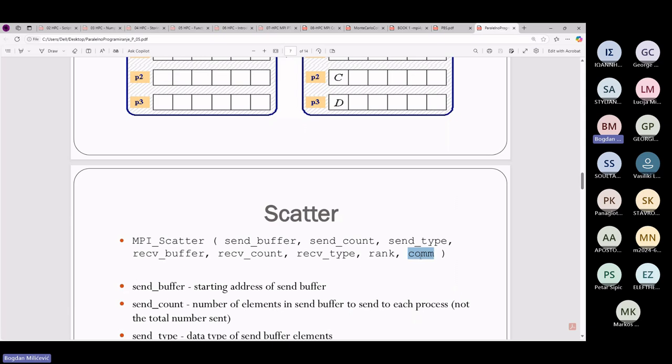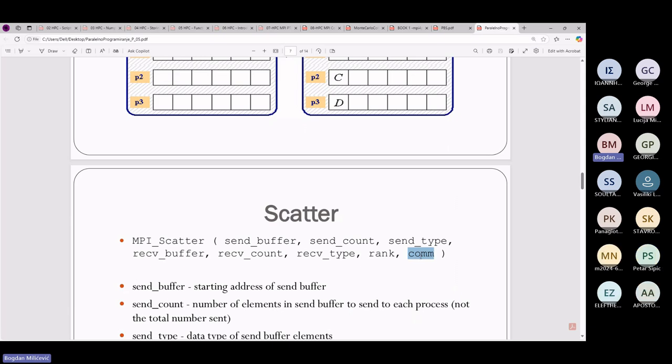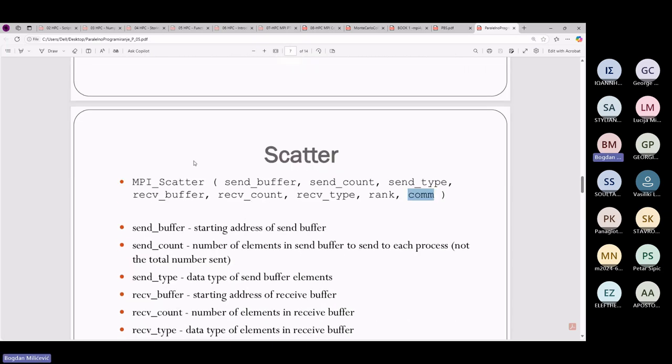In Python, I don't think the communicator is necessary as an argument of a function, because if it's omitted, then it is assumed that we are working in COMM_WORLD, in the communicator that has all of the processes combined. Okay, so that's scatter.